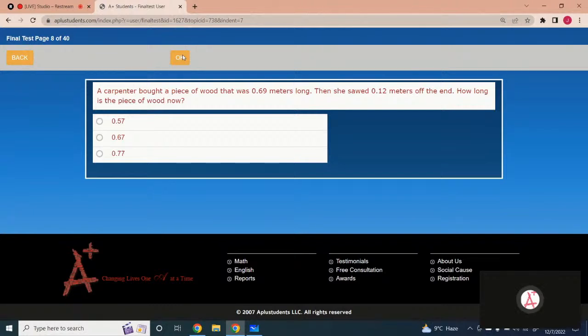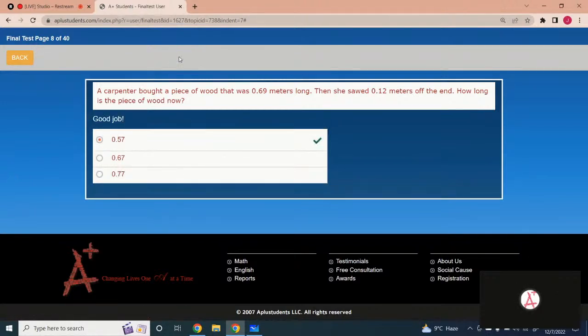So the correct option is 0.69 subtract 0.12 is 0.57. Got it? The correct option is 0.57. Just select the correct option and click on the OK button.